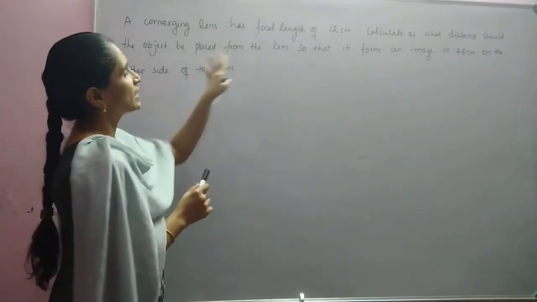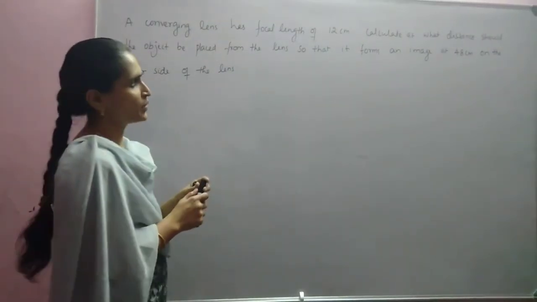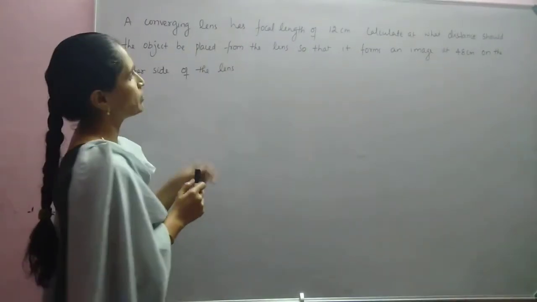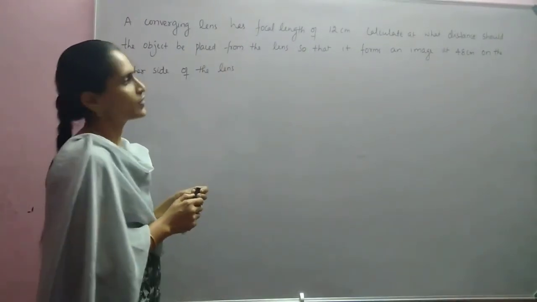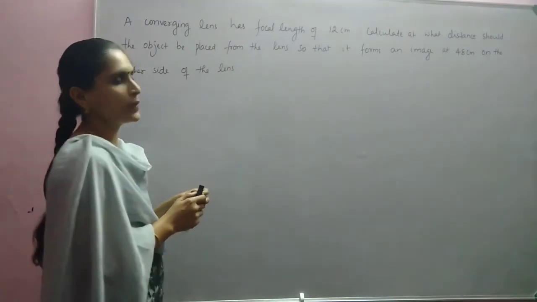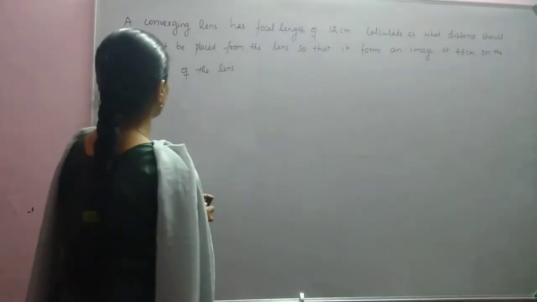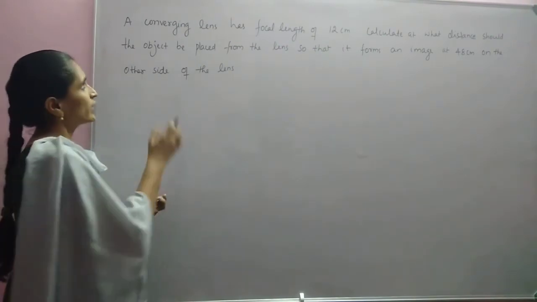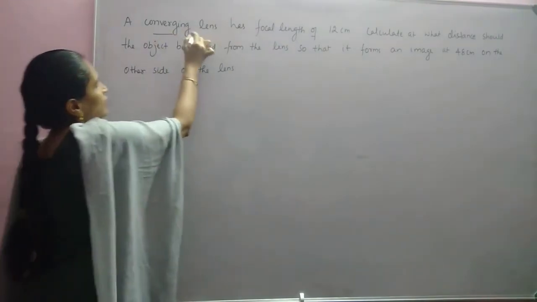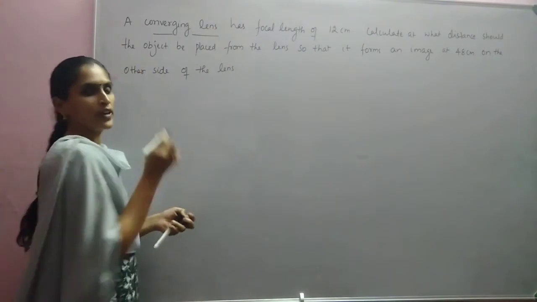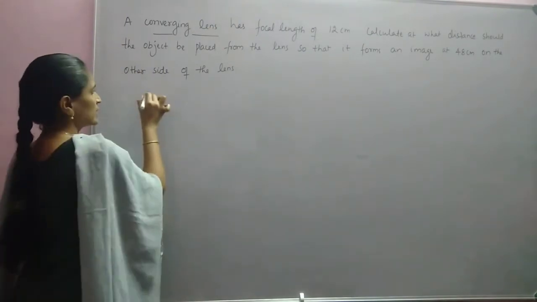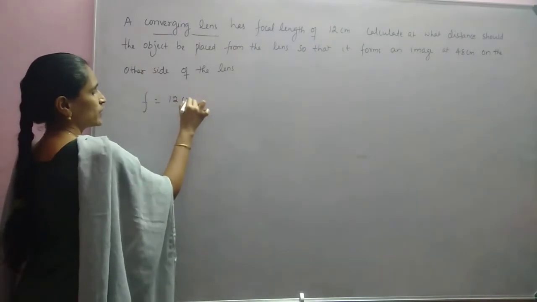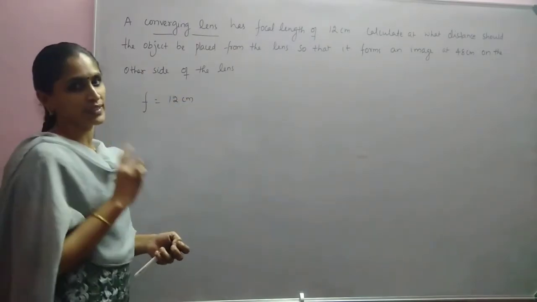A converging lens has focal length of 12 cm. Calculate at what distance should the object be placed from the lens so that it forms an image at 48 centimeter on the other side of the lens. Okay. So here it is given that it is a converging lens. So since it is a converging lens, focal length is positive. So we can write focal length is equal to plus 12 centimeter. It is a convex lens.